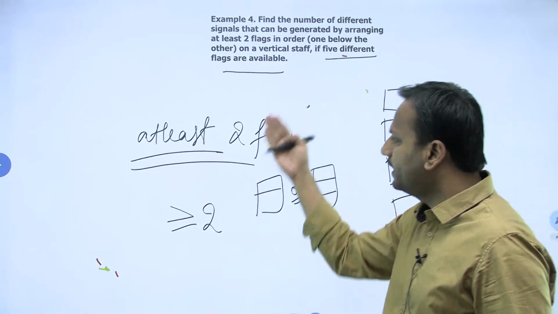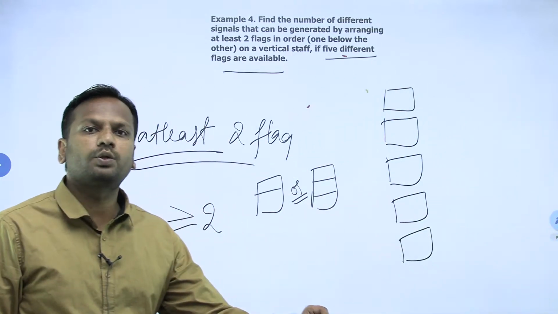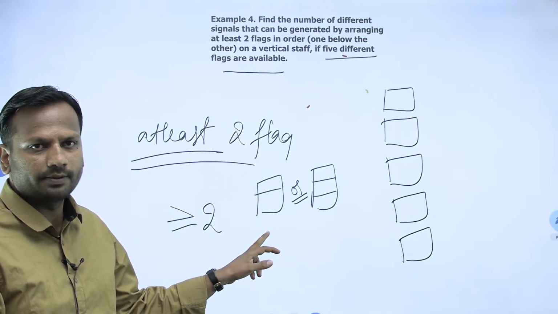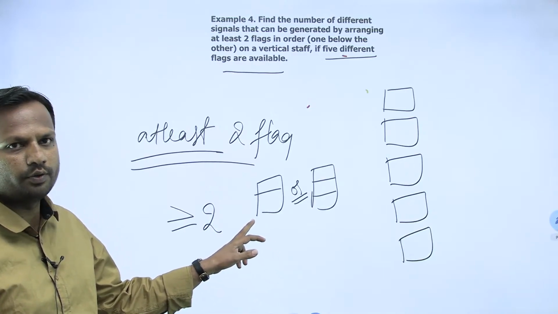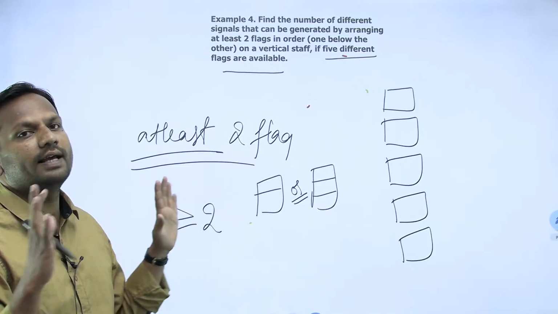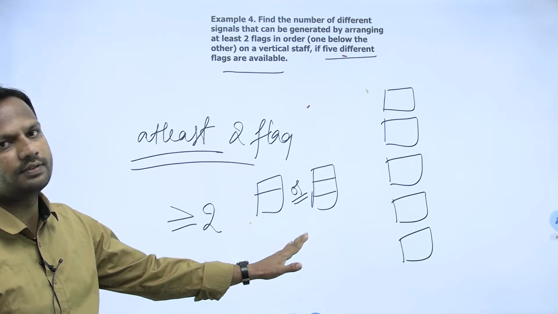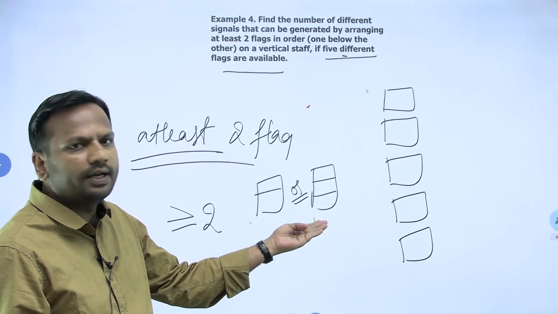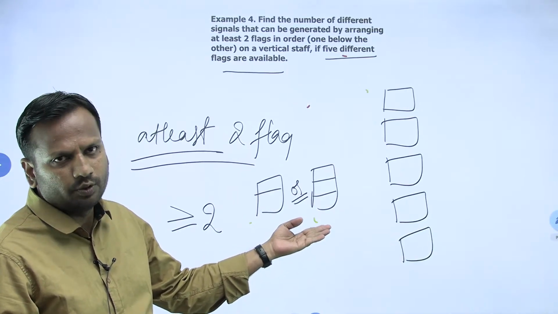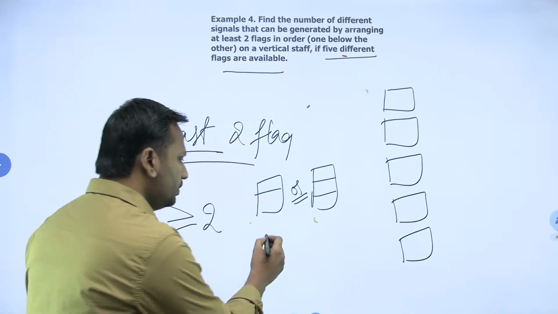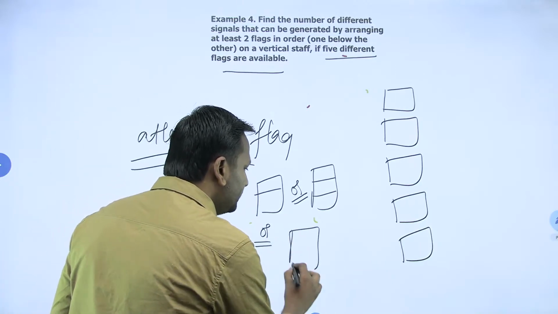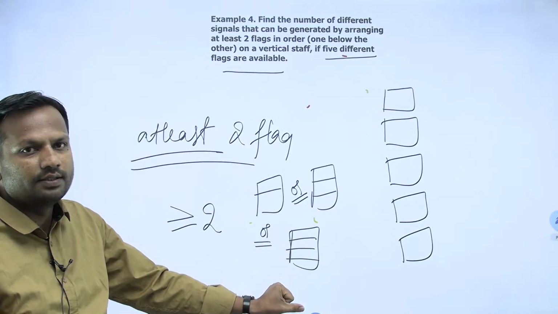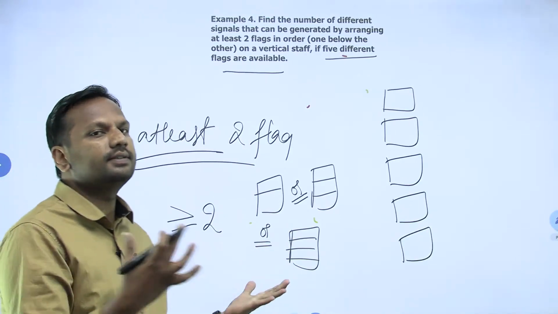Why? Because they are saying minimum 2 flags you can take. They are not saying exactly 2 flags you have to take. They are saying minimum 2 flags you can take to generate the signals. So I can take 3 flags instead of 2 flags, right? Not only 3 flags, I can take 4 flags, students, one below the other, and generate the signals.